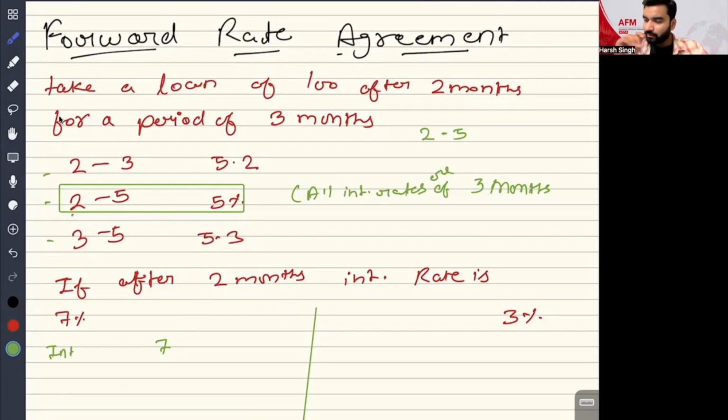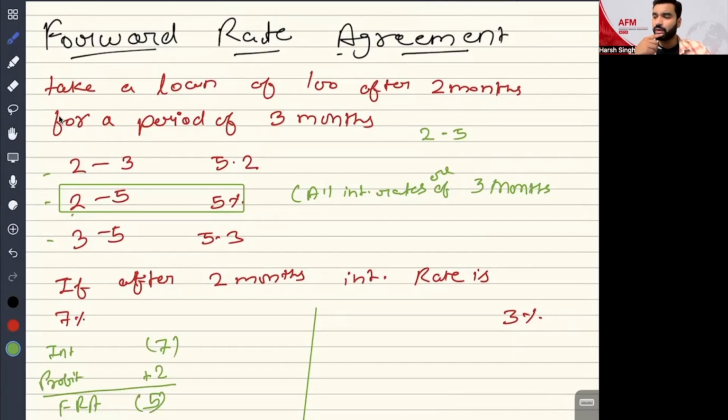So interest rate should be 7, but you have taken an FRA. So because of the FRA, your interest is going to be 5% of 100, which is going to be 5. So now your profit is how much? 2. Negative 7, negative 5, positive 2.